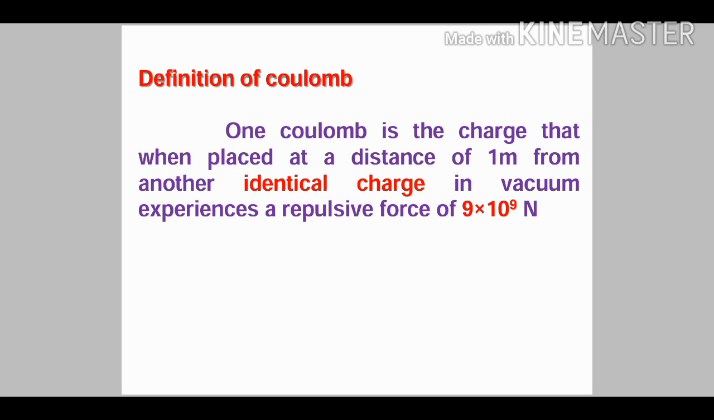experiences a force of repulsion. Why the force of repulsion here? Since both are identical charges, the force between two identical charges is a repulsive force. So these two charges experience a force of 9 × 10^9 Newton. What type of force is it? It is a repulsive force. So 1 Coulomb is the charge that, when placed at a distance of 1 meter from another identical charge in vacuum, experiences a repulsive force of 9 × 10^9 Newton. This is the definition of Coulomb.